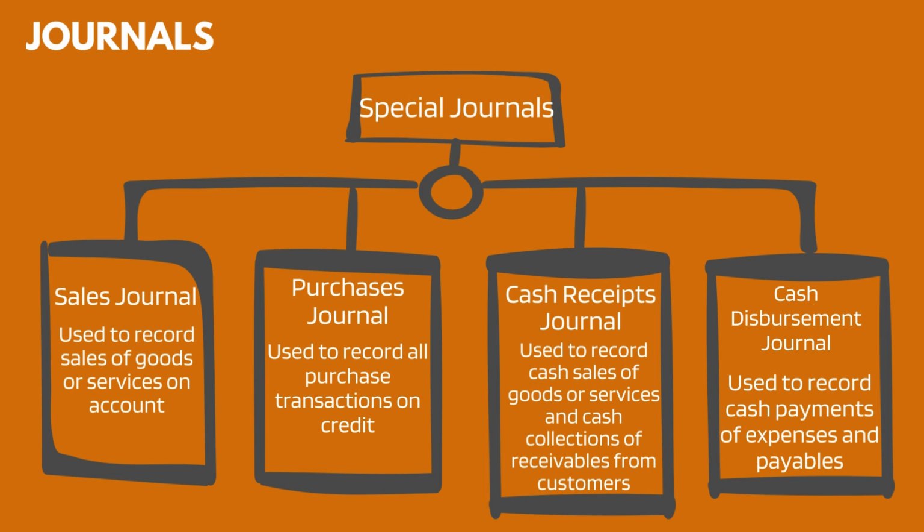The common examples of special journals are the following. First, sales journal, used to record sales of goods or services on account. The second one is purchases journal, used to record all purchase transactions on credit. Next is cash receipts journal, used to record cash sales of goods or services and cash collections of receivables from customers. And lastly, cash disbursement journal, used to record cash payments of expenses and payables.